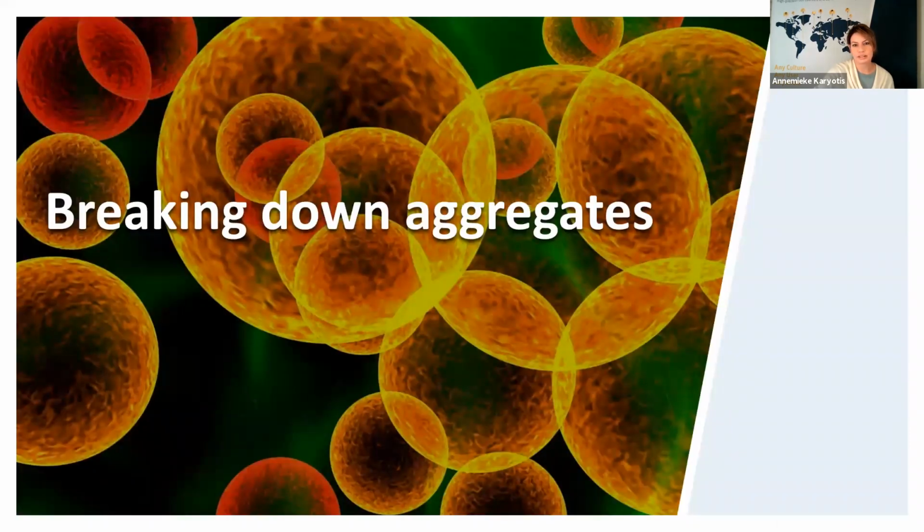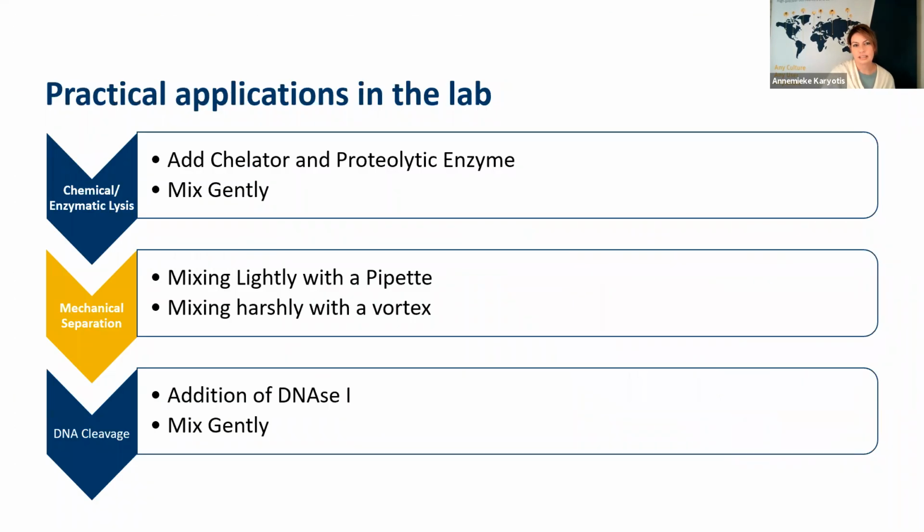So how can we break down aggregates? The typical methods are chemical and enzymatic lysis: add a chelator or a proteolytic enzyme. Or you could do mechanical, mix lightly with a pipette or mix harshly with a vortex. And also addition of DNase to help you break down these aggregates with gentle mixing. So these are all the things that are routinely done to try and deaggregate our sample.